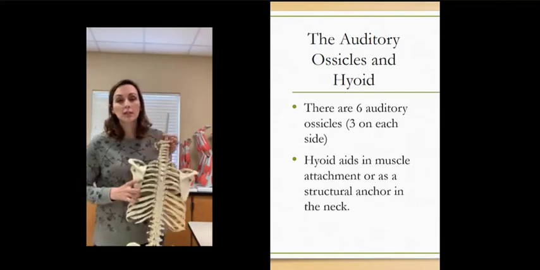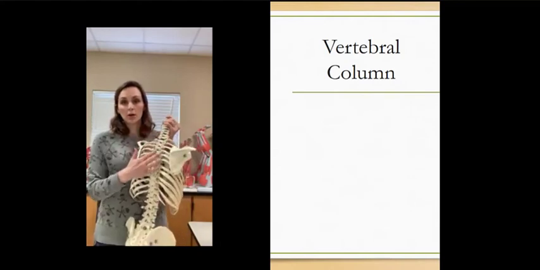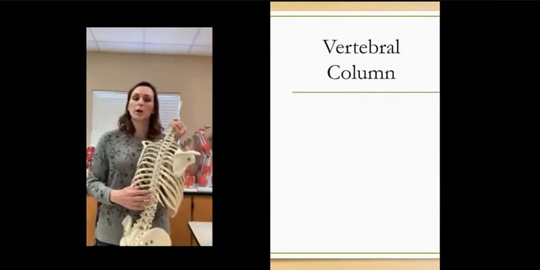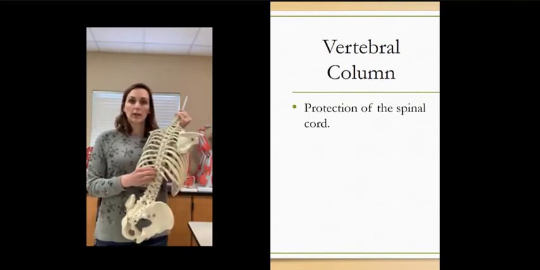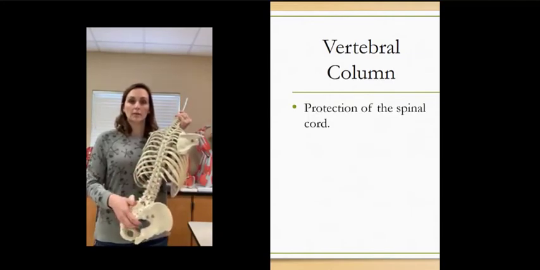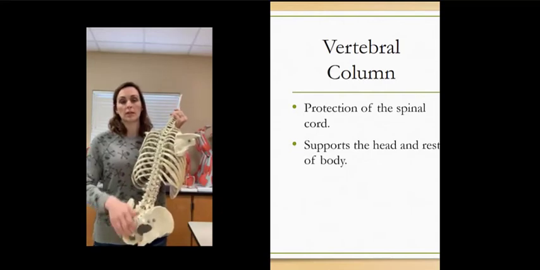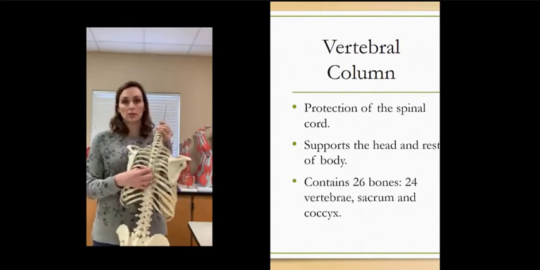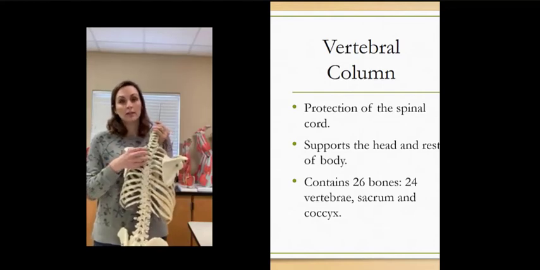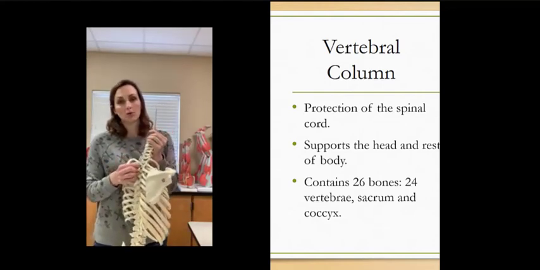And finally, the vertebral column. The vertebral column is going to be comprised of 24 vertebrae bones. Then we have the sacrum and coccyx. So that's going to be a total of 26 bones. And the vertebral column is going to support the head. In addition, it's clearly going to support the spinal cord.